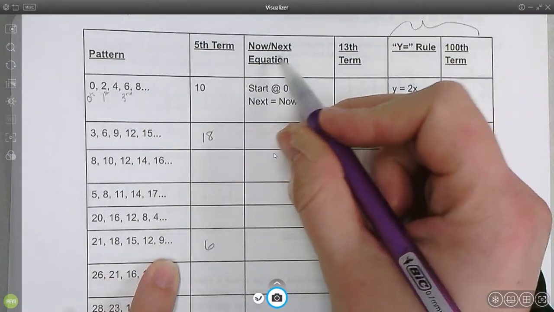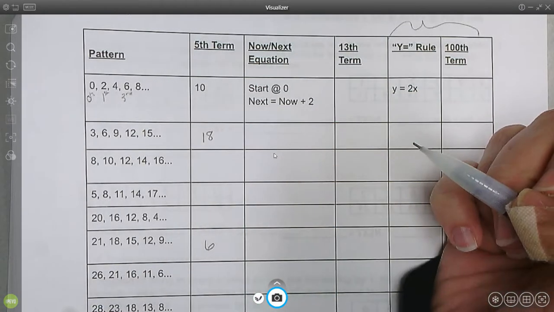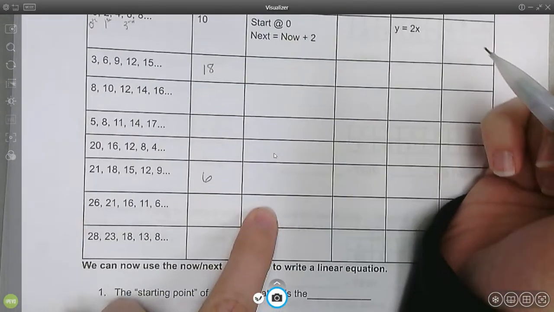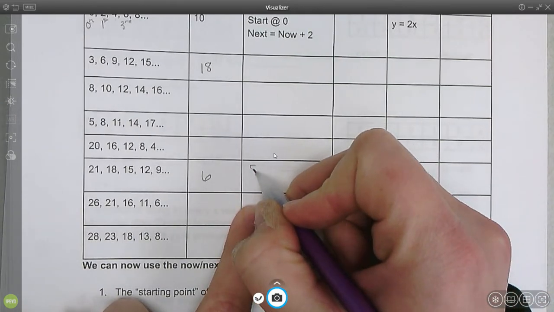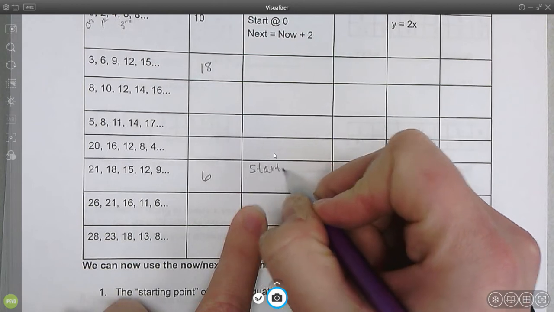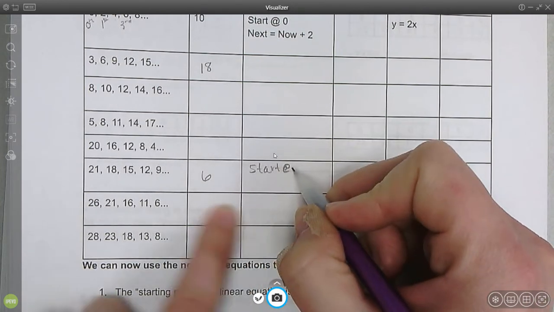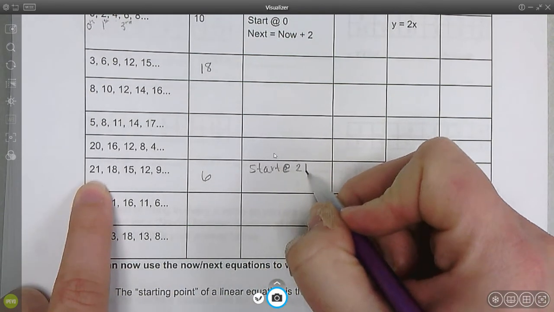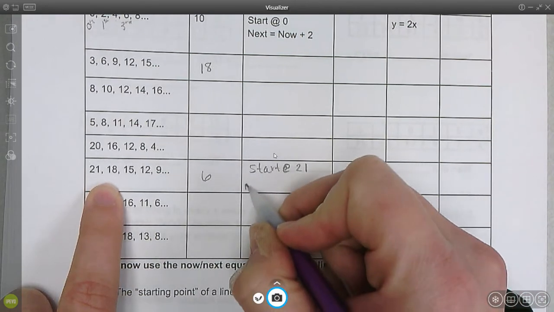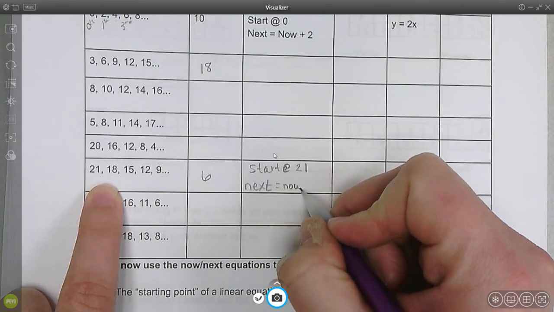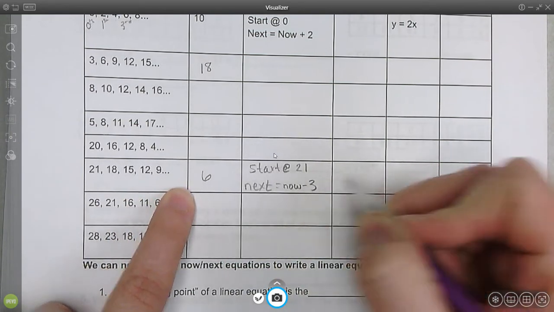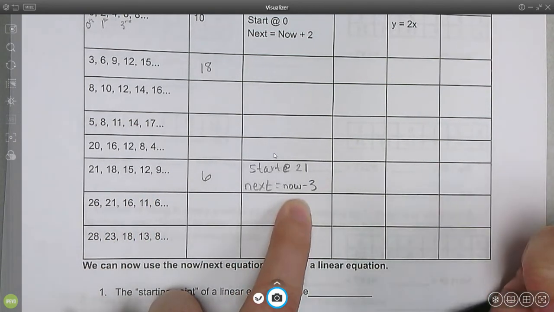Then it tells you to write your now next equation. So let's just go ahead and do this one all the way through. So we have, always start with your start at. So your start at is 21. Then we have our next equals now, and we were subtracting 3 every time. So next equals now minus 3.